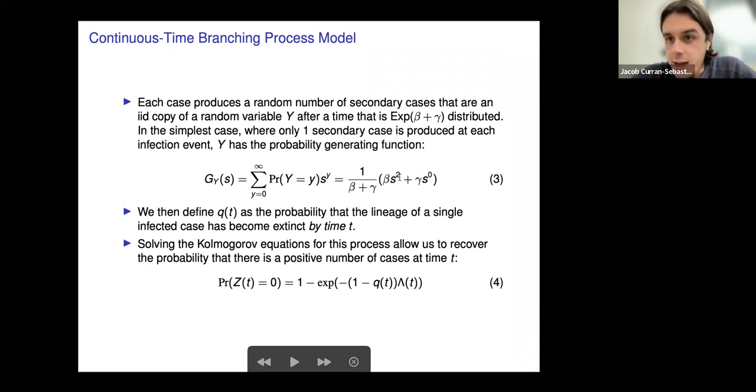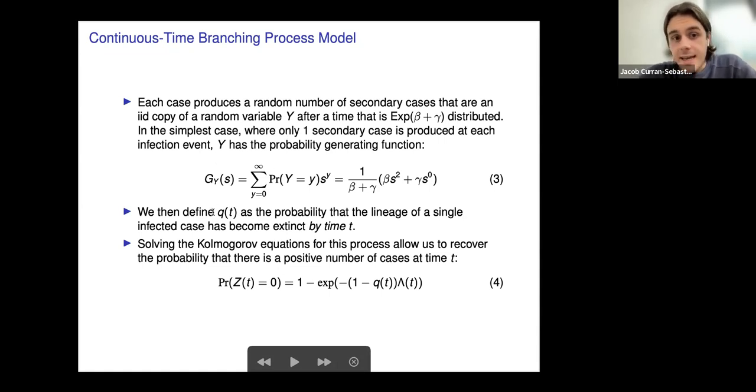And so we're looking at the exponents of S for each expression. The first bit of it, we've got a beta times S squared, which says that you infect one other person. After that infection event, there are two infectious people, you and the person you've just infected. And then we've got a plus gamma times S to the 0 term, which is if you recover, there are then 0 people resulting from that event, because you've recovered, so you're no longer infectious and you haven't infected anyone else. That's how we get this generating function.